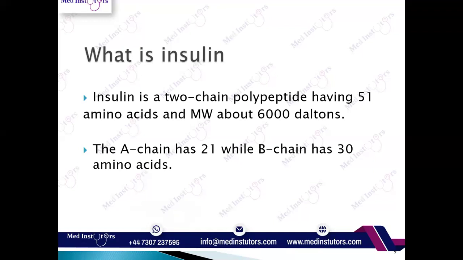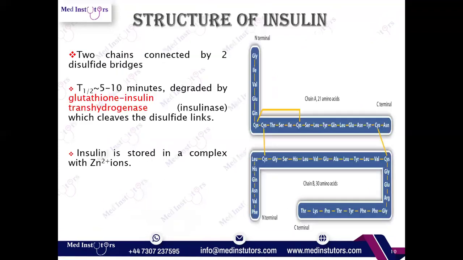The two chains are the A chain and the B chain. The A chain has 21 amino acids, while the B chain has 30 amino acids. So you shouldn't confuse these two. A 21, B 30, and together we have 51 amino acids. These A chain and B chain are connected by two disulfide bridges.